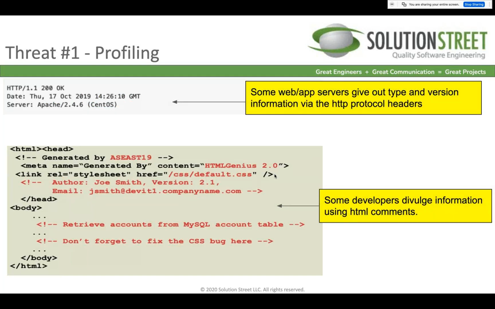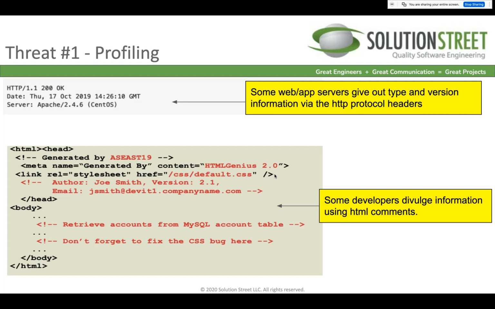So the first threat we're going to talk about is profiling. Profiling is hackers looking at what you're running and trying to figure out information about your systems and applications from the outside, and they're going to use that to hack you. A couple of the primary profiling tools they use: first is HTTP headers. When you are getting a web page or signing into an app, the protocol underneath the covers is HTTP. And as part of that protocol, there are headers, and these headers contain information.